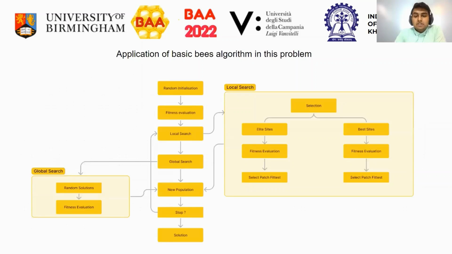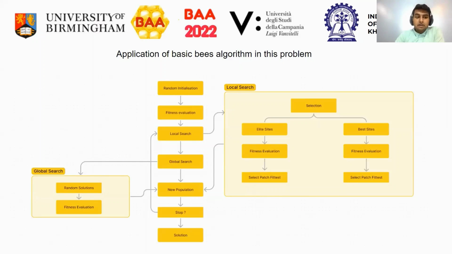So we have used basic Bees algorithm for this problem, and this is a flowchart depicting it, where we first do the random initialization followed by fitness evaluation, and based upon the results of the fitness evaluation, we do the local search on elite site and best site, followed by global search. The answers from the local search and the global search are added into the new population. If the stopping condition is not met, the process continues. Otherwise, we get our final solution.